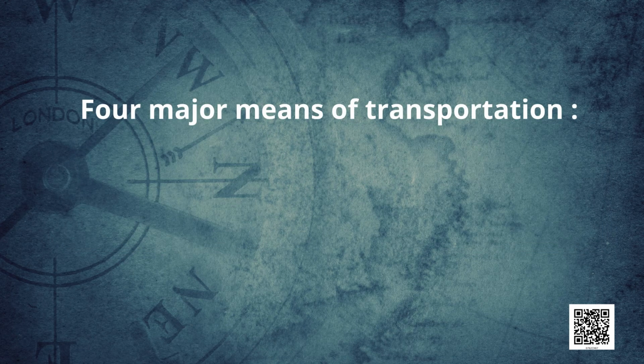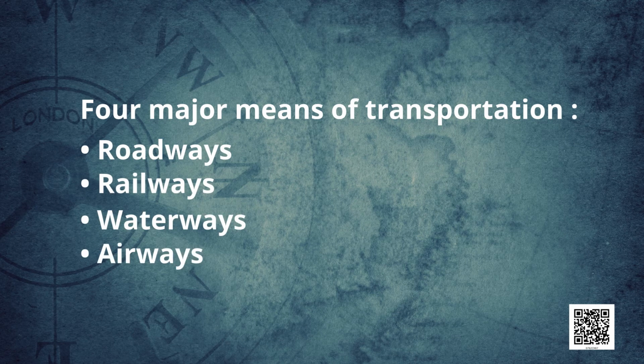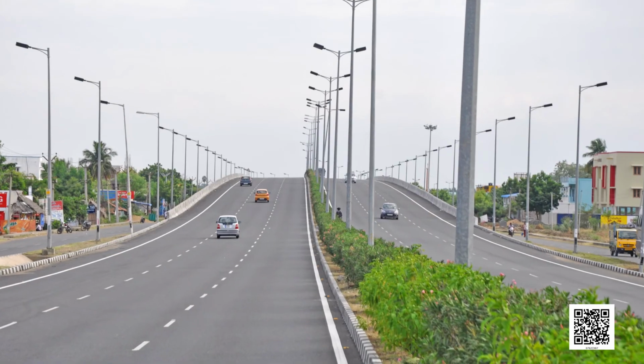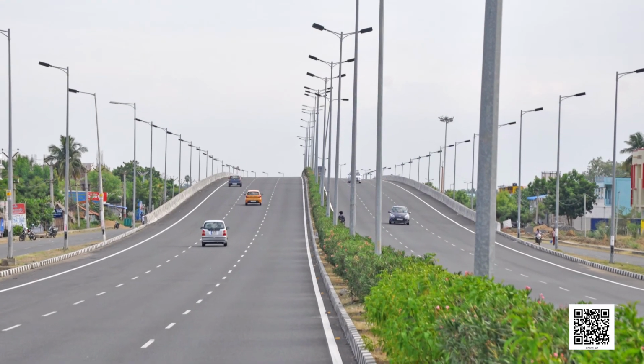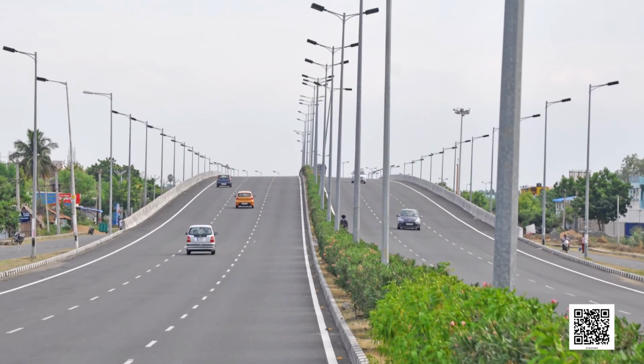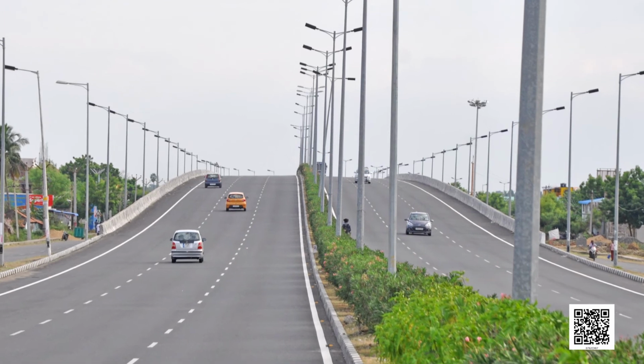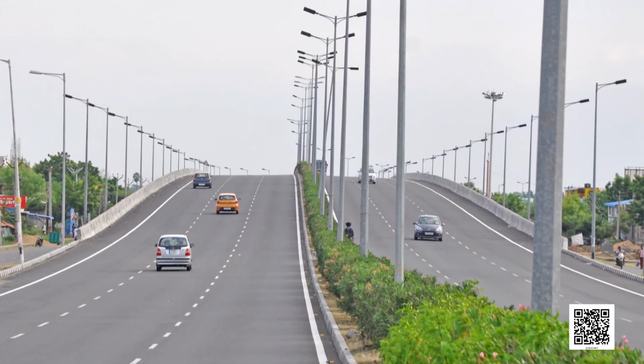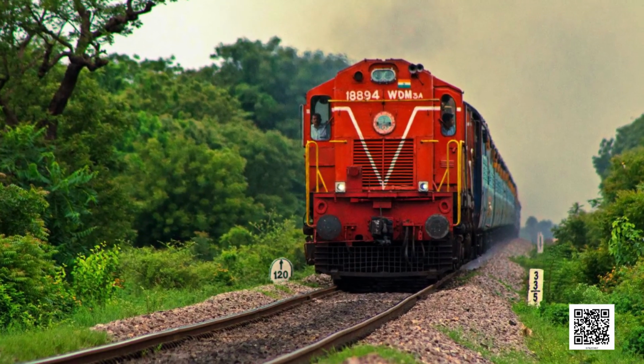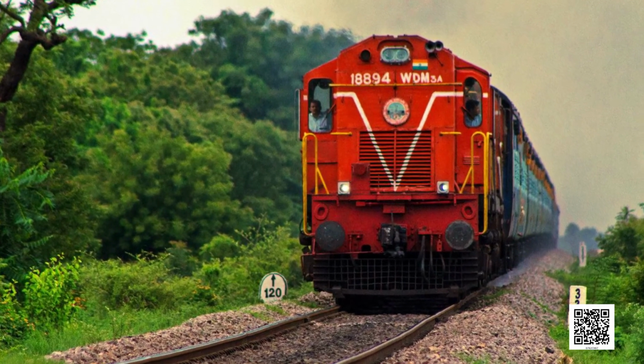The four major means of transportation are roadways, railways, waterways and airways. Then we discussed roadways, that the most commonly used means of transport, especially for short distance, are roads. They can be metalled or unmetalled. We talked about railways, how the Indian railway network is the largest in Asia.